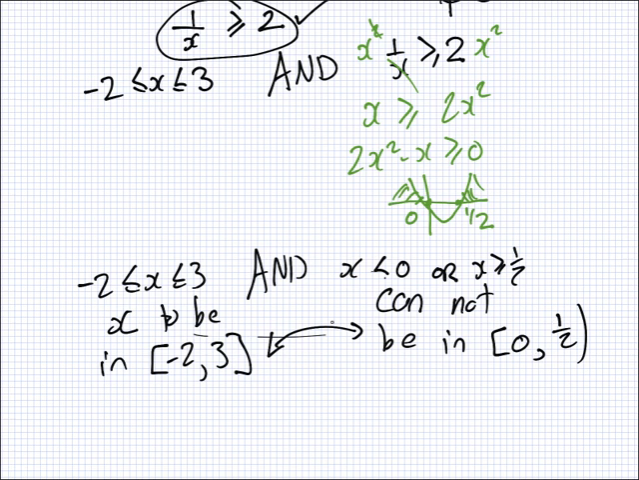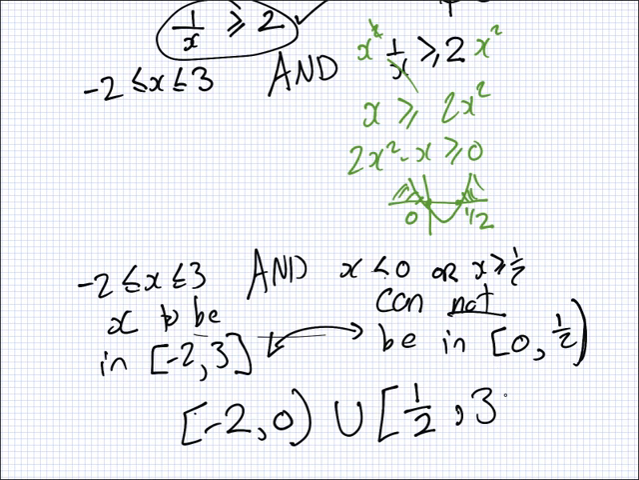So x should be somewhere between minus 2 and 3, but it can't be between 0 and a half. So what you'll end up saying is x should be minus 2 to 0, not including 0. From half to 3. Including the half. Okay, so we need to change that. That's the second bracket. No, that's right, because I'm saying not included. Included. There you go. That's the answer.